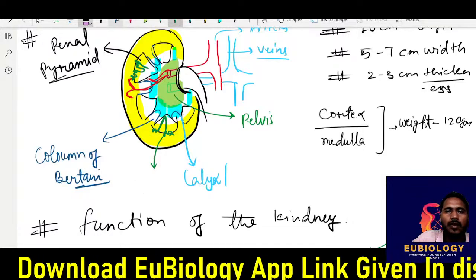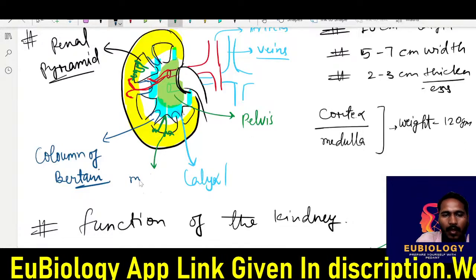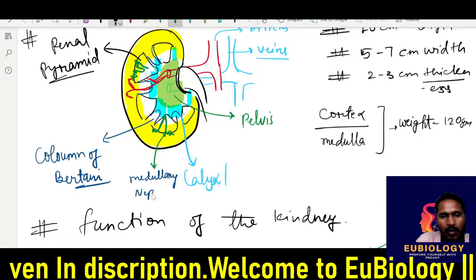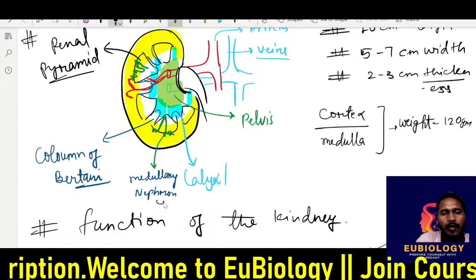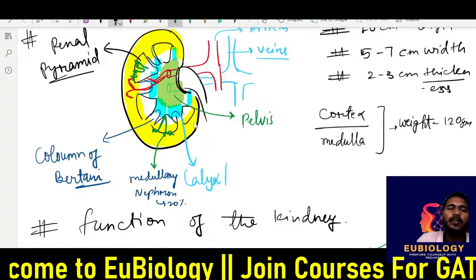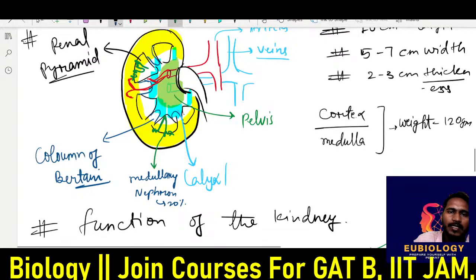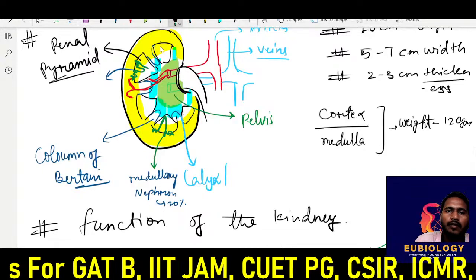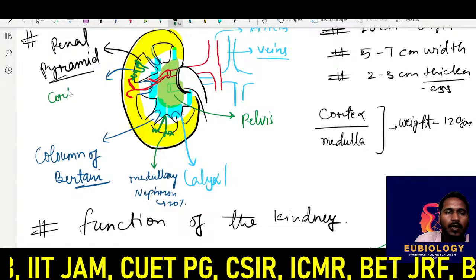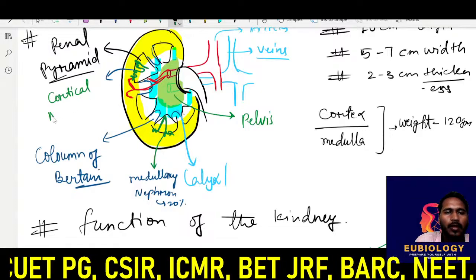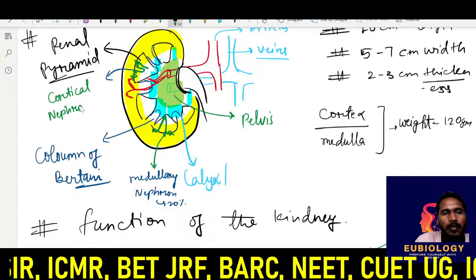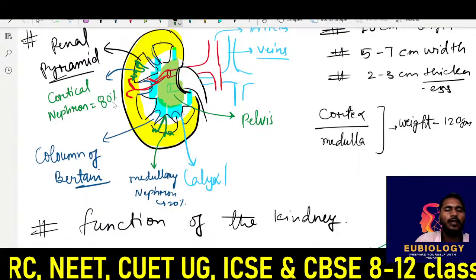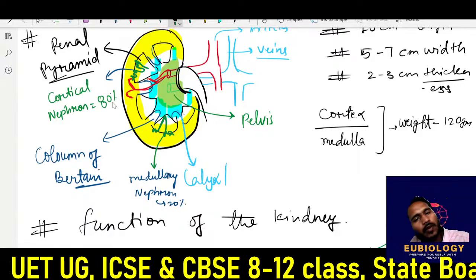And cortical nephron. So this is your medullary nephron, and it will be only 20%. Around 20 to 25%, we cannot give the exact value. That is a range. And this will be your cortical nephron. And the cortical nephron percentage will be the remaining, how much? 80 to 85% will be the cortical nephron, and medullary nephron will be 20%.